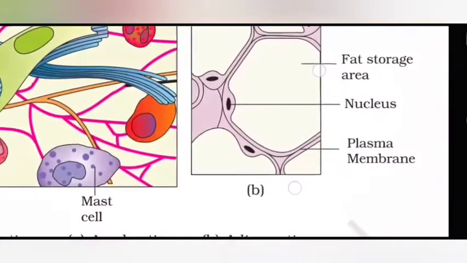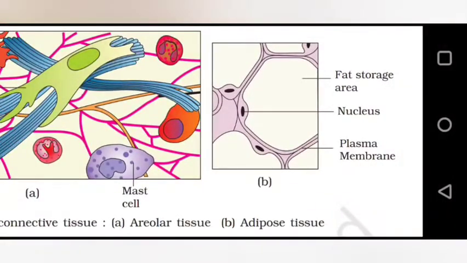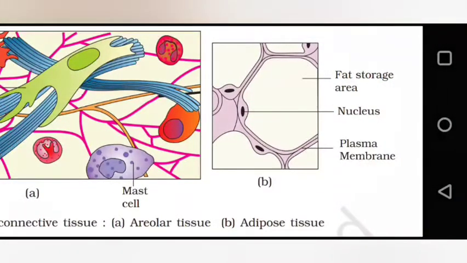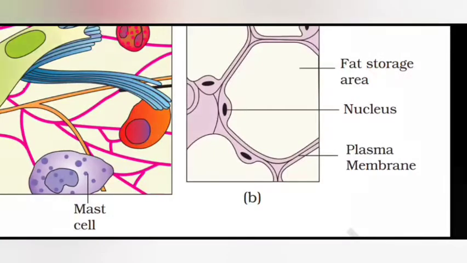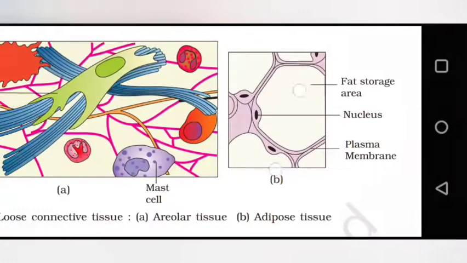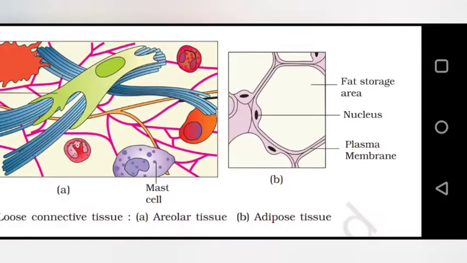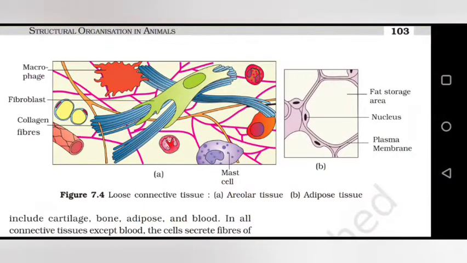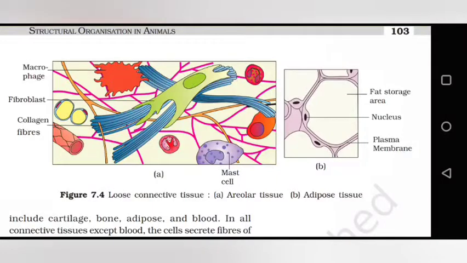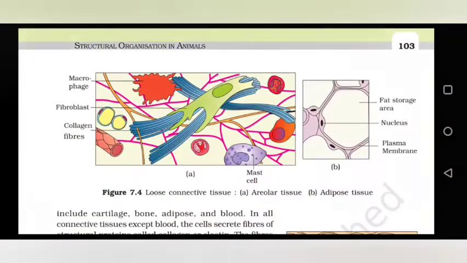You can see here fibers are almost not present, but they have specialized type of cells called adipocytes. Adipocytes are the fat storing cells. So these adipocytes keep on storing more and more fats, and they provide a kind of protection and also the stored form of energy in the body. So these are loose connective tissues.